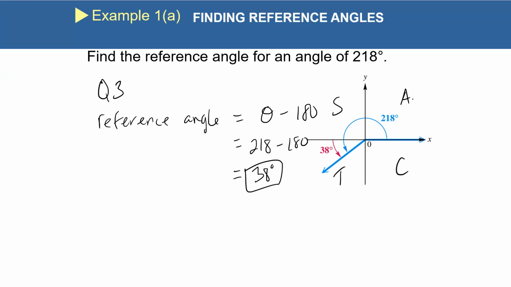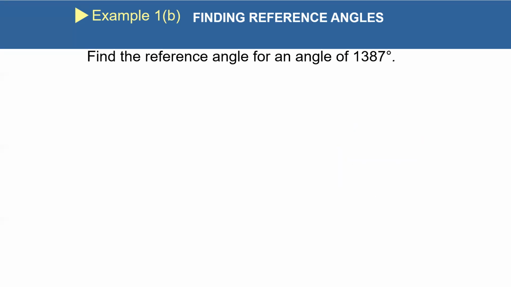That means that all trig values are positive in quadrant 1. Only sine and cosecant are positive in quadrant 2. Only tan and cotangent are positive in quadrant 3. And only cosine and secant are positive in quadrant 4. Do you remember that? So this lets me know that the sine of 218, the cosine, the cosecant, the secant would all be negative, but tan and cotangent would be positive. But first we got to make sure we can find the reference angle.